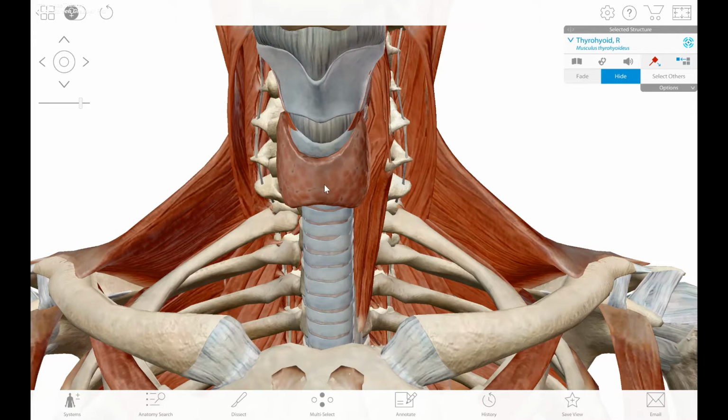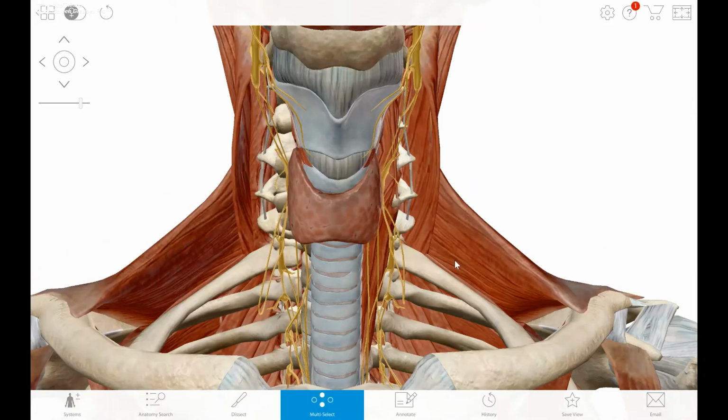The thyroid gland produces thyroid hormones T3 and T4, which regulate the body's metabolic rate, and it also produces calcitonin, which regulates blood calcium levels.